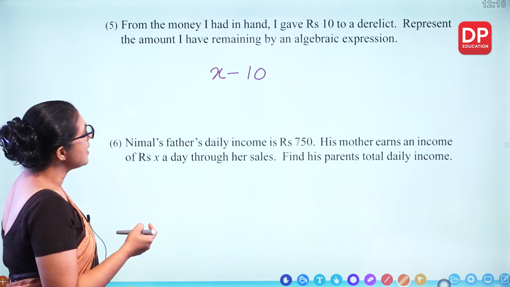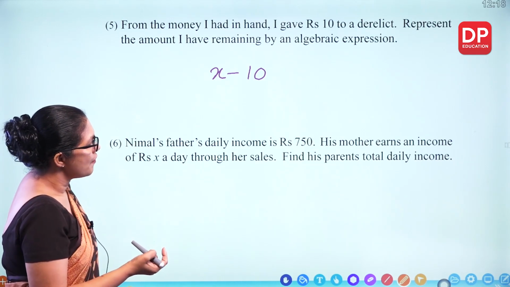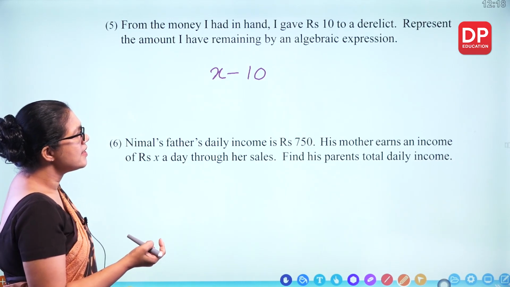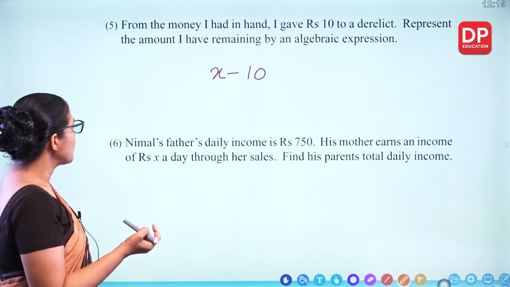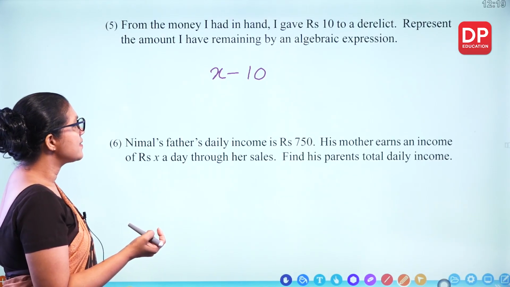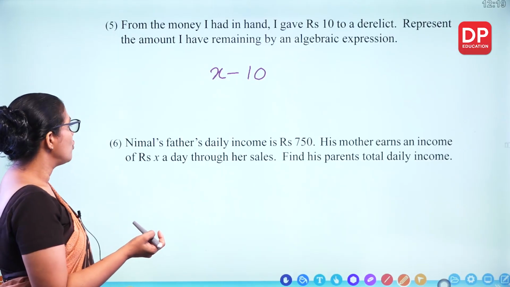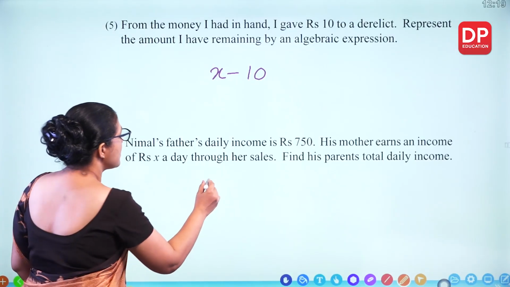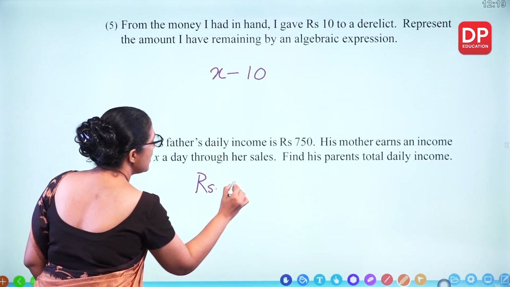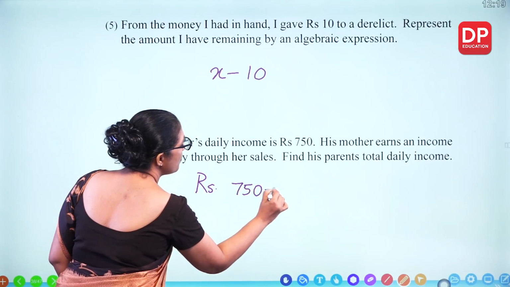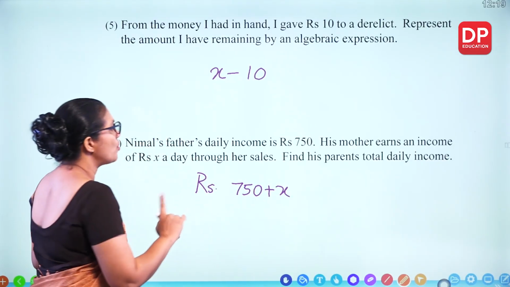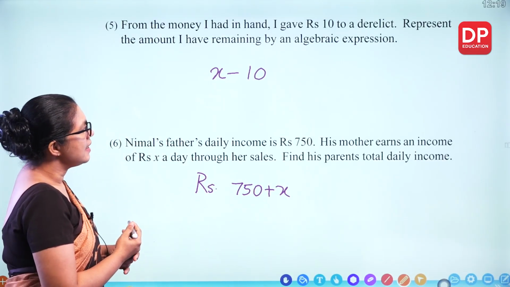Nima's father's daily income is 750 rupees. His mother earns an income of x rupees a day through her sales. Find his parents' total daily income. So, you just add these two, 750 and x rupees. So that's the total daily income.